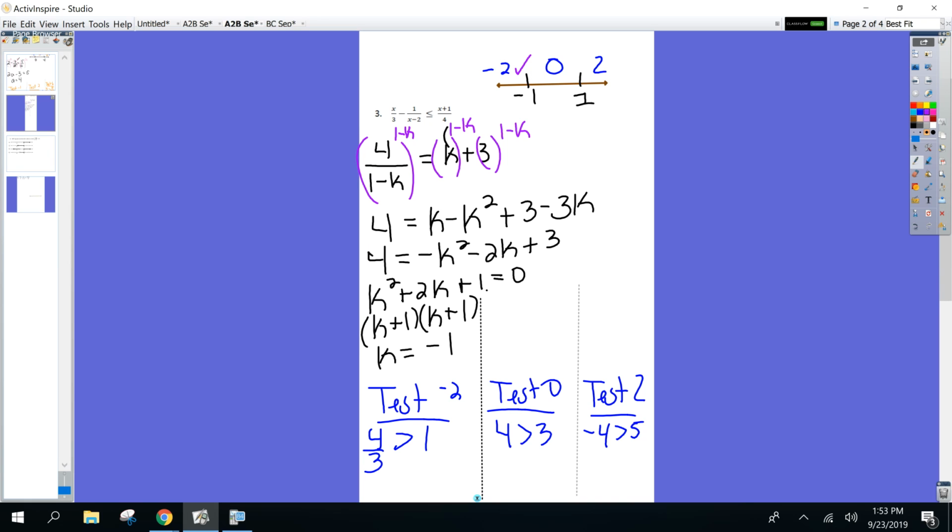Did 0 work? 4 greater than 3? No. Oh, wait. 0 didn't work? Oh, yeah, it did. I said no. 4 greater than 3. Yeah, I checked it too. I wrote it down correctly. I just said the wrong thing with my mouth. Is -4 greater than 5? Nah.